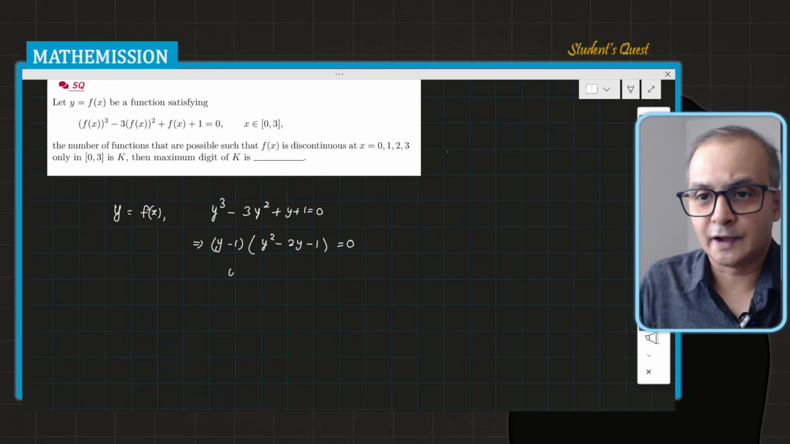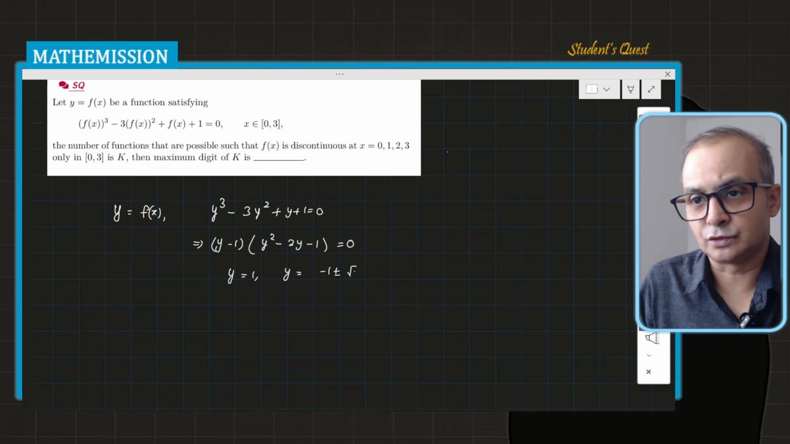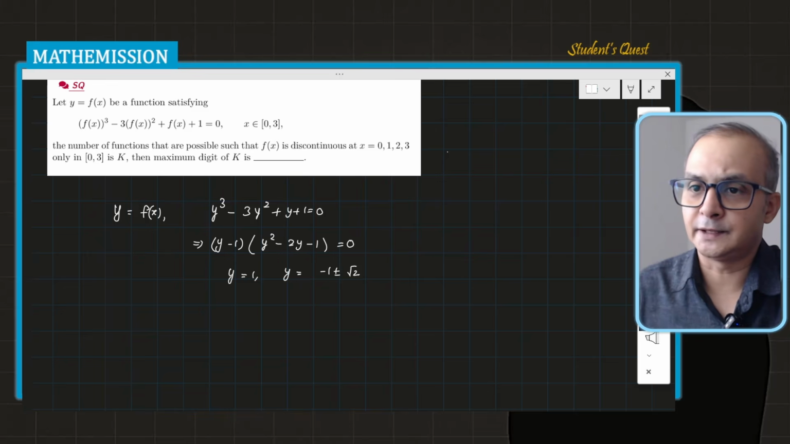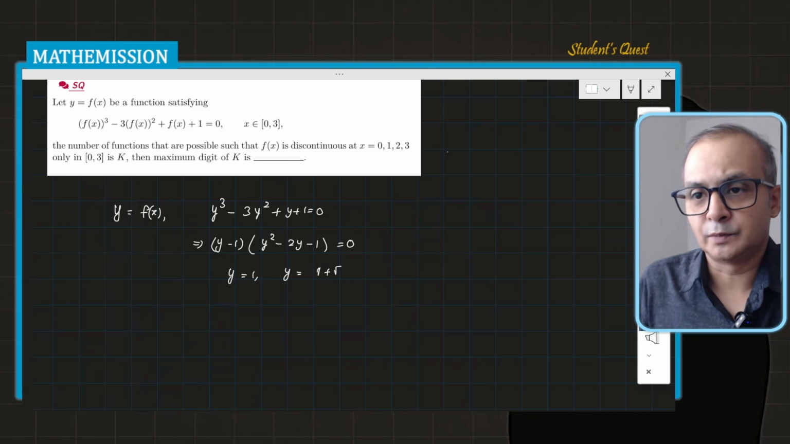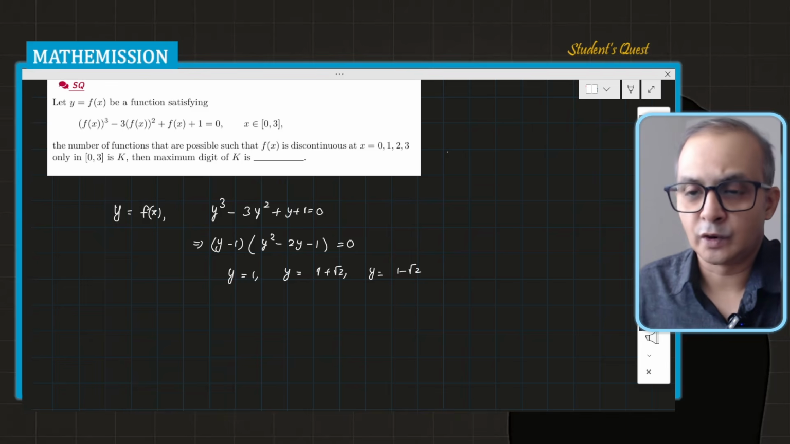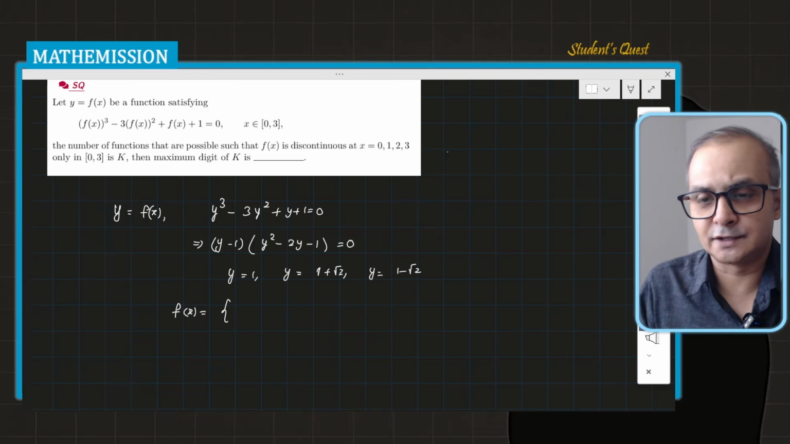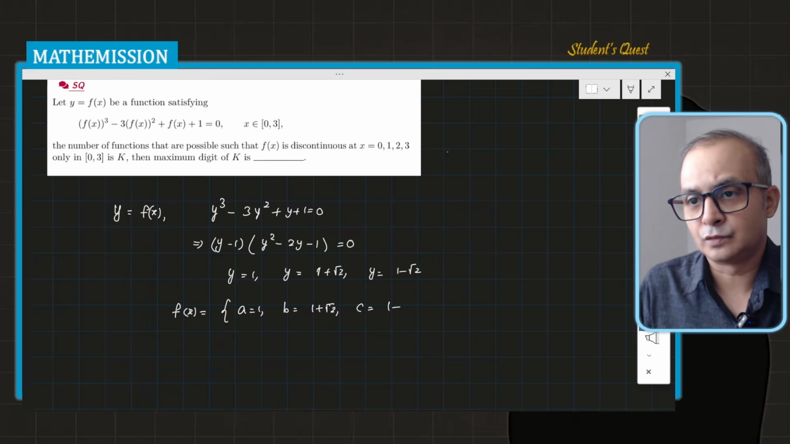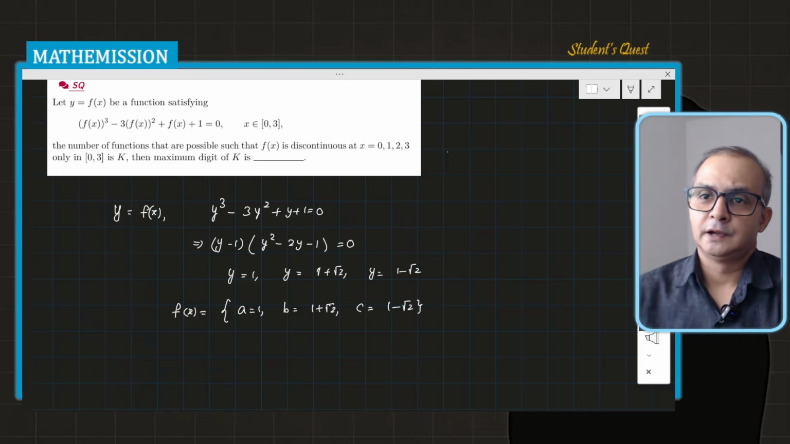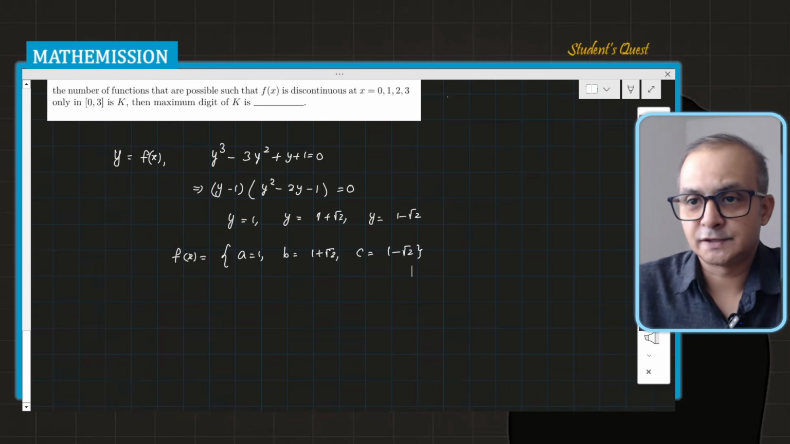So we get three values of y: 1, and from the quadratic y equals 1 plus root 2, and y equals 1 minus root 2. What does it mean? The function can assume these three values. Let us call them a equals 1, b equals 1 plus root 2, and c equals 1 minus root 2. Now I have to find such functions.